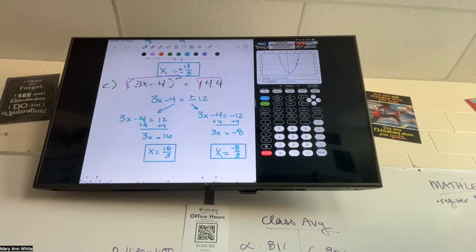I've got my answer for C on the board, if you want to check that. Notice that at the very first step, when I square root both sides, I have to do plus or minus 12. I don't just get to do positive 12. So I have to set 3x plus 4 equal to positive 12 and 3x plus 4 equal to negative 12. So my two answers are 16 over 3 and -8 over 3. Any questions on C? Okay, I'm going to jump over and do D then, if that's okay.